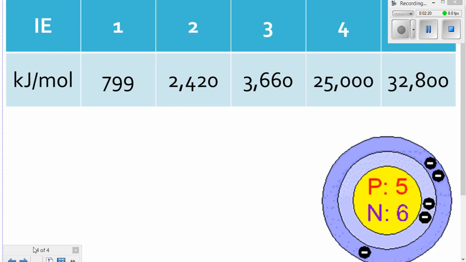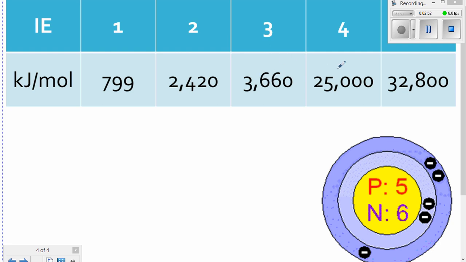What you might see a lot is a chart that looks like this with IE, or you might see just the I with the subscript of the number referring to which ionization energy. The IE is just ionization energy. First ionization energy would be 799 kilojoules per mole. The second one is obviously greater, because that second electron is being held tighter by the more positive, now charged ion: 2,420. The third one is 3,660.